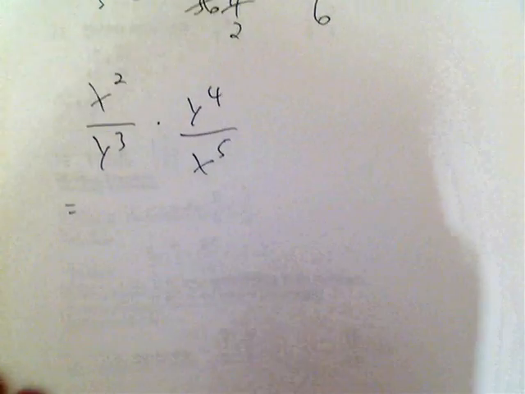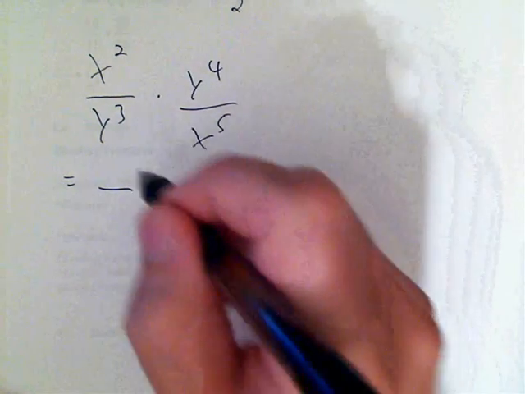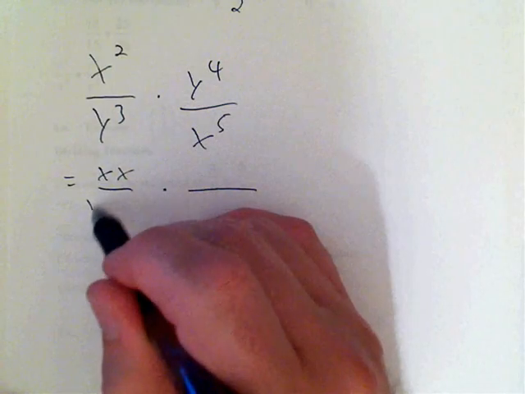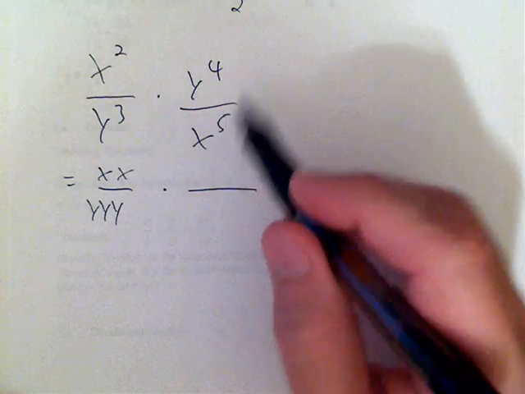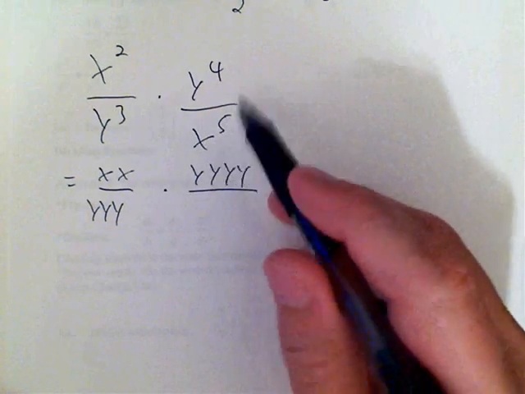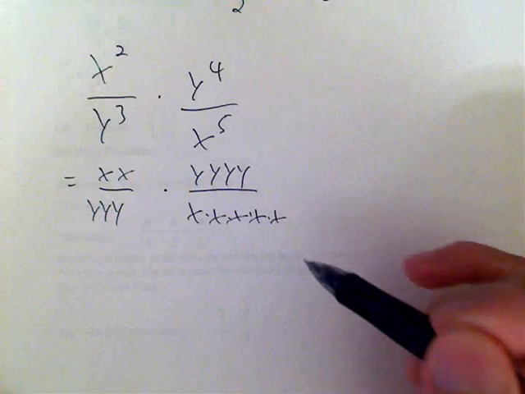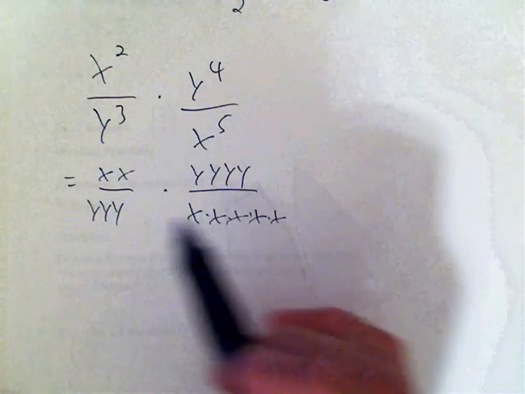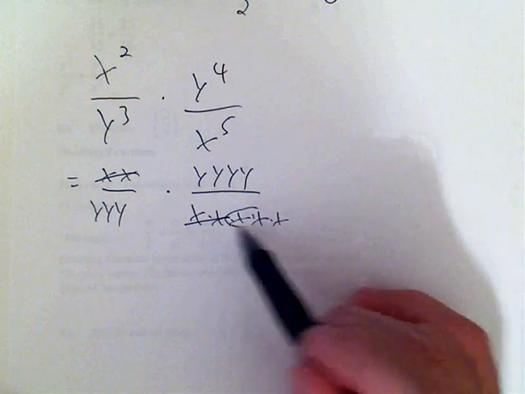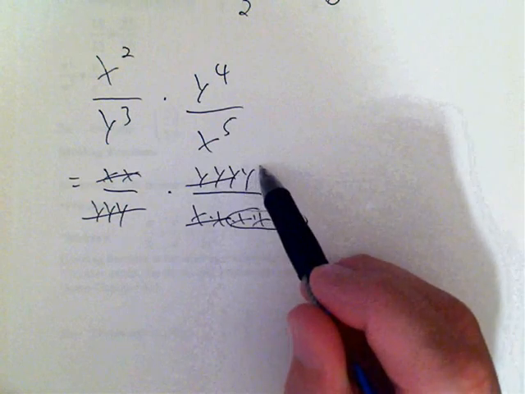The long way is just to expand everything. X squared is the same as x times x, y cubed is the same as y times y times y, y to the 4th is the same as 4 y's. X to the 5th is the same as x times x times x times x times x. All we're going to do now is cancel. Those two x's will cancel 2 of those, leaving those 3. These 3 y's will cancel those 3 y's, leaving a single y on top.